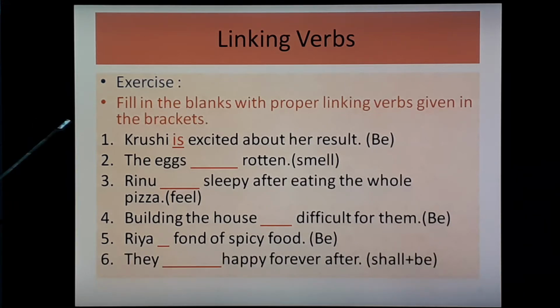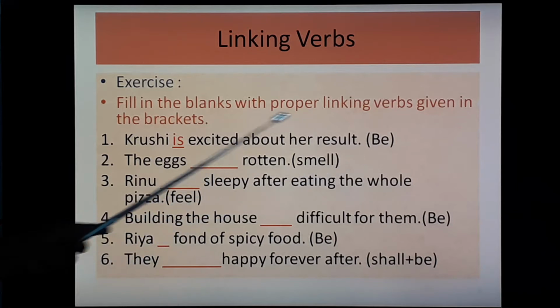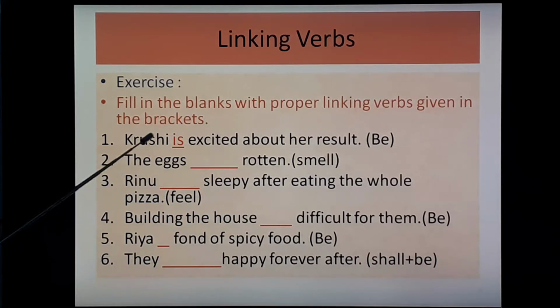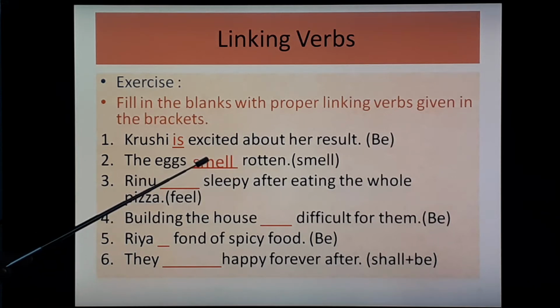Let's check. First, Krushi is excited about her result. Be is given. That is why is is mentioned, because Krushi is third person singular. Next, the eggs smell rotten. In the bracket smell is given. So here the linking verb is smell. Why? Because this is plural, third person plural, eggs. That is why smell is given.